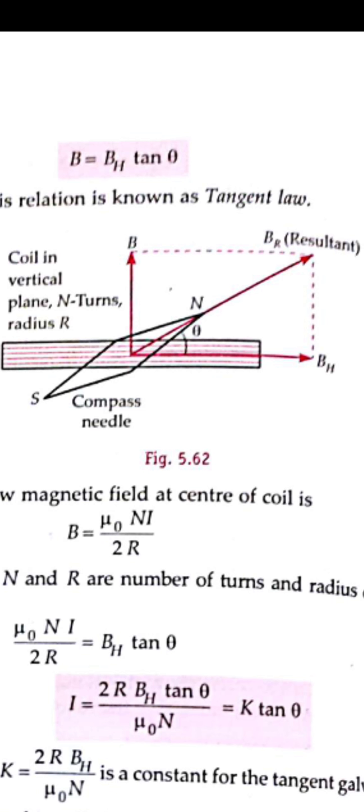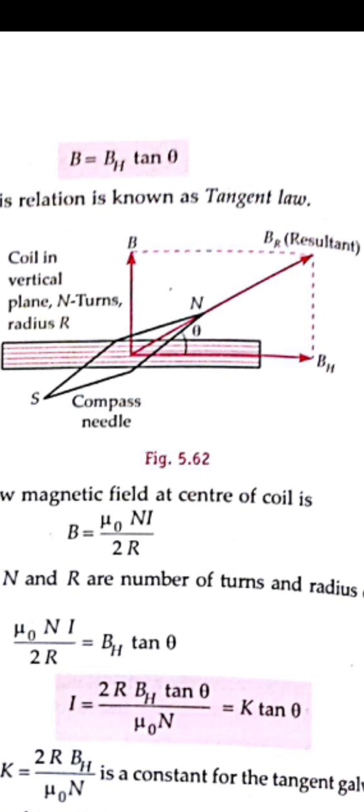So here we will be using the formula for the coil itself, that is, at the center of the coil it will be equal to mu naught Ni upon 2r, where N is the number of turns and r is the radius of the circle. So from the first, it was equal to the Earth's horizontal magnetic field multiplied by tan theta. So they were the product of the Earth's horizontal magnetic field and tan theta.